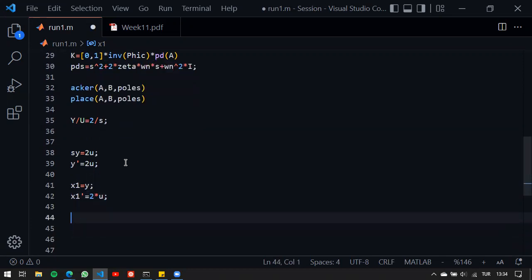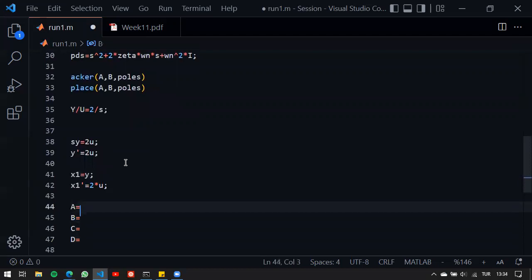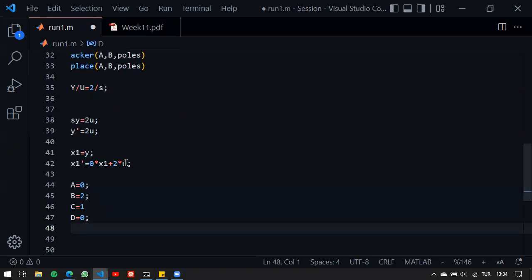So if you put this into a matrix form, or if you define A, B, C, and D, you'll see that x1 has no effect on this, so I can assume that this is 0 times x1 plus 2 times U. So therefore, A is 0 and B is equal to 2. Now, based on line 41, you can see Y is equal to x1, so therefore we have C equals 1, and there is no direct input here, there is no U. So this is basically one of the models that we can use here.